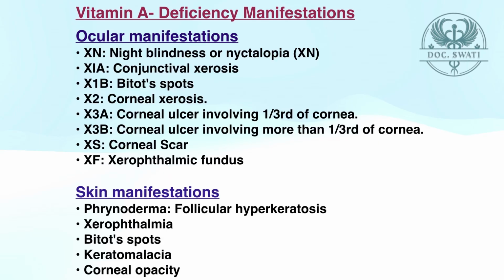Now let's talk about vitamin A deficiency manifestations. Ocular manifestations: night blindness, conjunctival xerosis, Bitot spots, corneal xerosis, corneal ulcer involving less than 1/3 of cornea, corneal ulcer involving more than 1/3 of cornea, corneal scar, xerophthalmic fundus. Next we have skin manifestations: phrynoderma, follicular hyperkeratosis, xerophthalmia, Bitot spot, keratomalacia, corneal opacity.